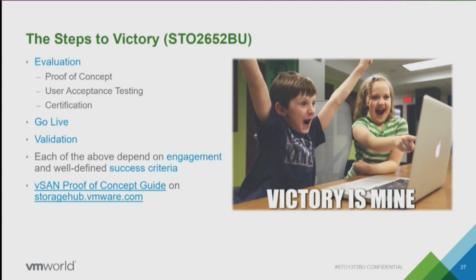If you'd like a little light reading, our vSAN proof of concept guide is on storagehub.vmware.com. It's only about 280 some pages, so it'll go quickly. You are allowed to skim it. Yes. It has chapters for a reason.